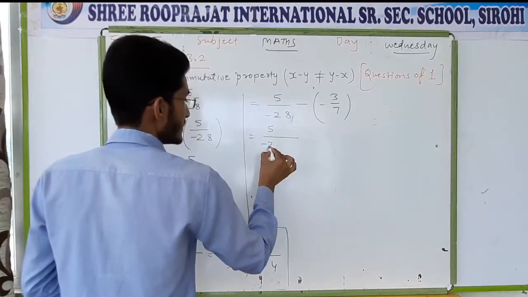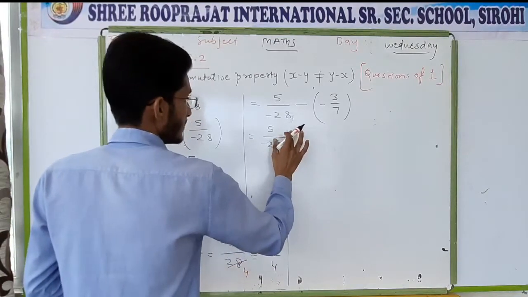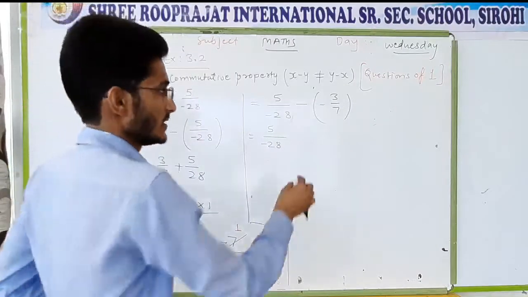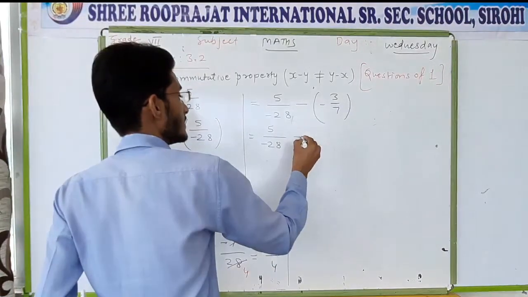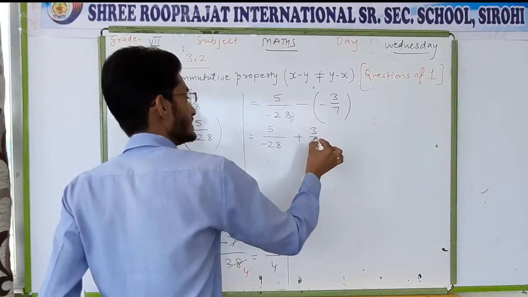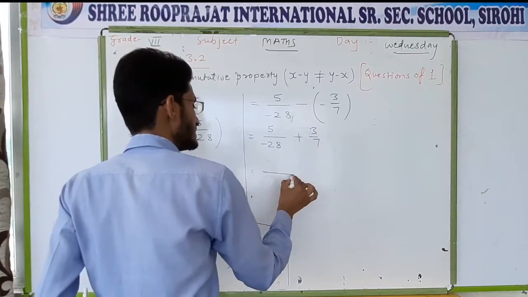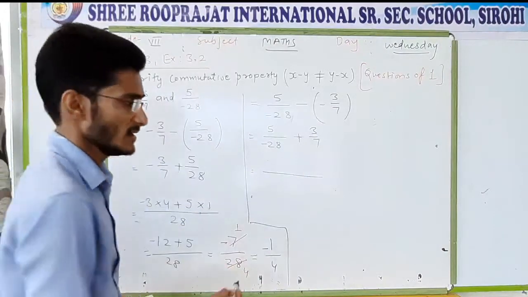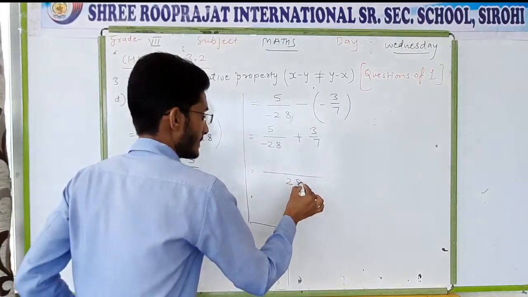So 5 by minus 28 is as it is. If outside the bracket there is a negative sign, that means you have to change all the signs of the given bracket. So the minus becomes plus. It will become 3 by 7. Again the denominators are the same, that means the LCM will be the same. So the LCM of 28 and 7 will be 28.